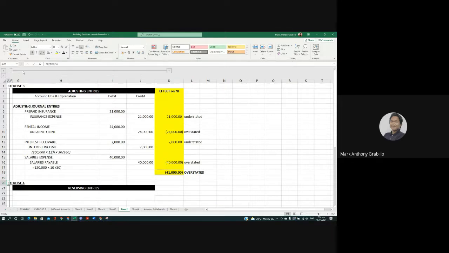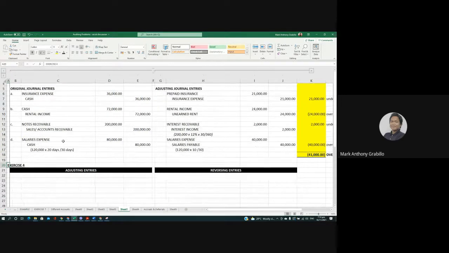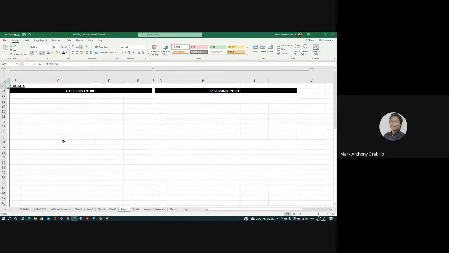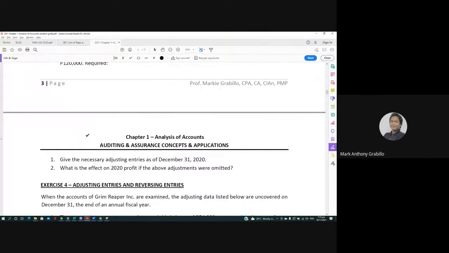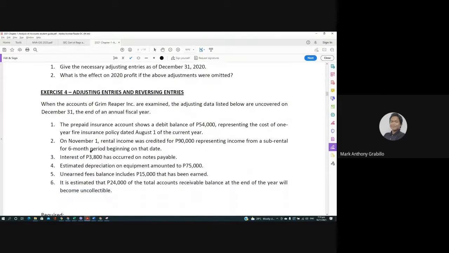So let's try to answer exercise number 4. Check natin ito. Adjusting and reversing entries pala to. When the accounts of Grim Reaper Incorporated are examined, the adjusting data listed below are uncovered on December 31, the end of the annual fiscal year. The prepaid insurance account shows a debit balance of 54,000 pesos, representing the cost of a 1-year fire insurance policy dated August 1 of the current year.